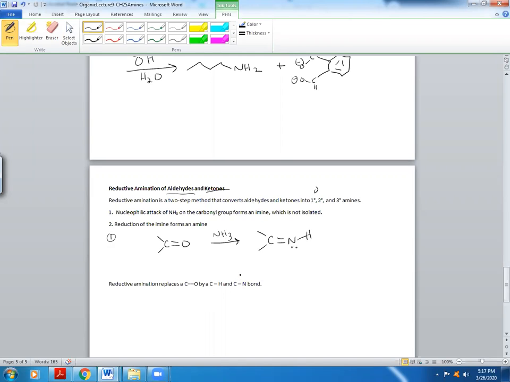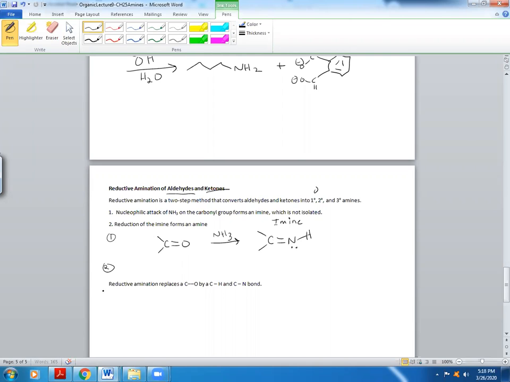So that's the first step. And this is your imine. Go back to chapters 21 and 22, especially chapter 21, and you'll see this reaction in there. That's a nucleophilic attack. So what is step two then?